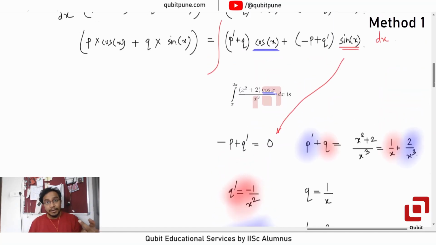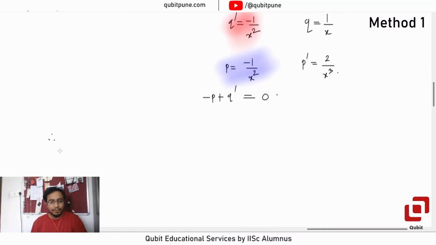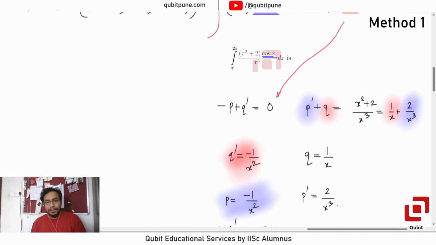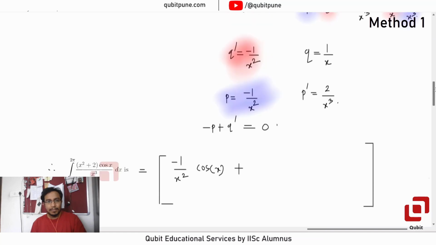So whatever we had assumed has indeed given us the correct form. We require only p and q now. Therefore, this is equal to negative 1 upon x squared cos x plus 1 upon x sin x, from pi to 2 pi.